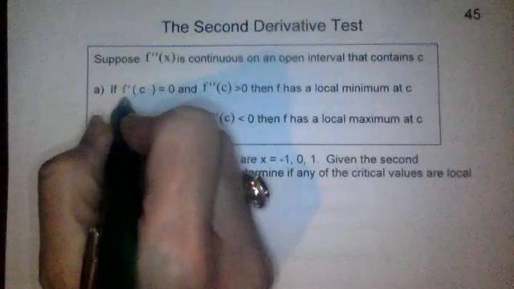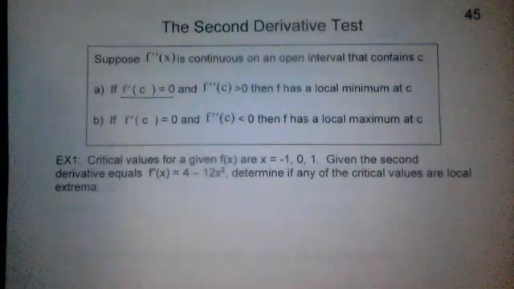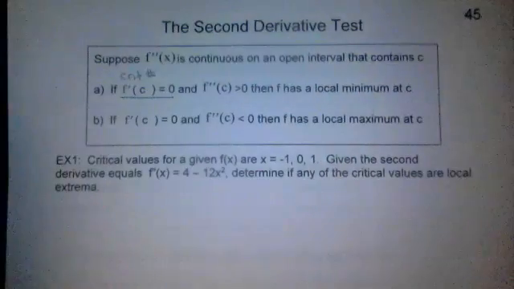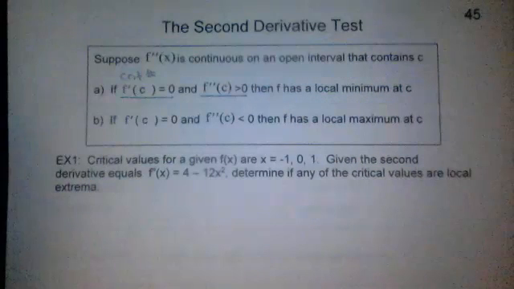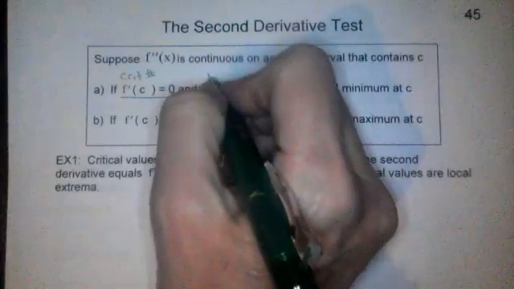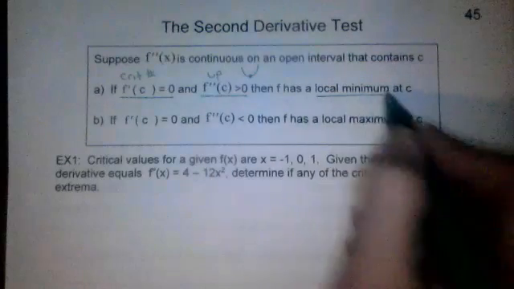It says if your first derivative at this particular point is equal to 0, which means that it's already a critical number, and if it's a critical number, then we know that it could be a possible max or a min. And then we know that the second derivative is greater than 0 or positive, which means that it's concave up. So critical number, concave up, we're going to have a local minimum.